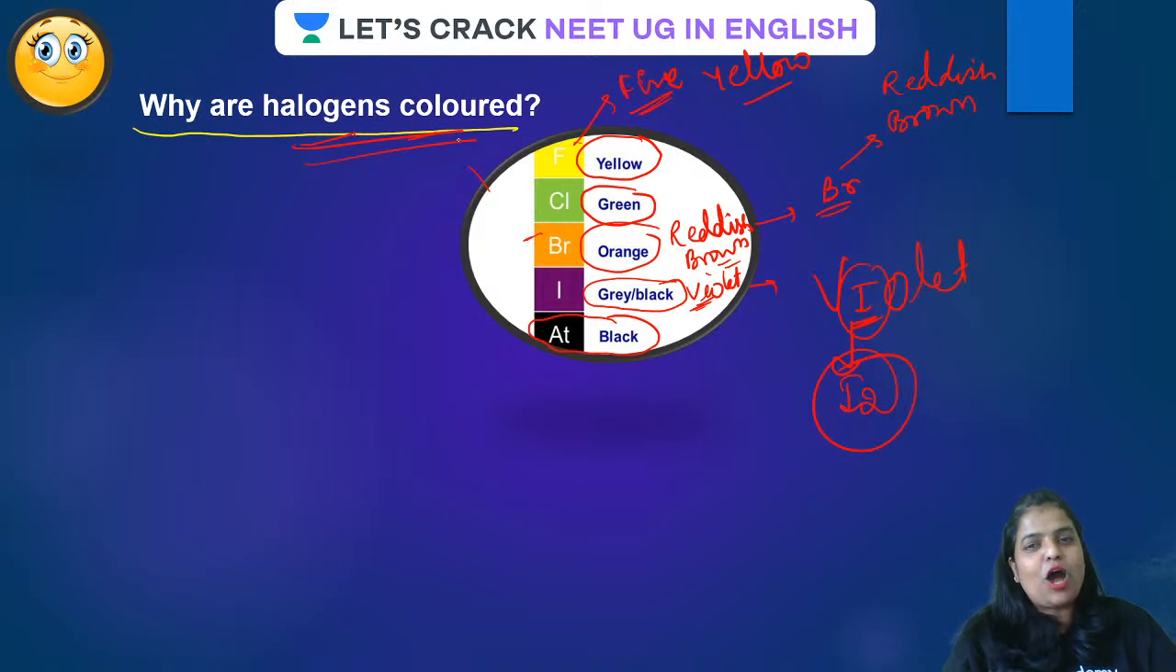Brown: Br, bromine, Br, brown. Violet: I for iodine and I for violet. How? VI, violet. Yes, it is an illogical trick, but logically it will help you click the answer in MCQs in the exam. Don't worry.